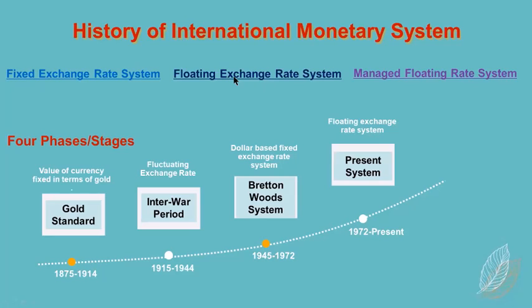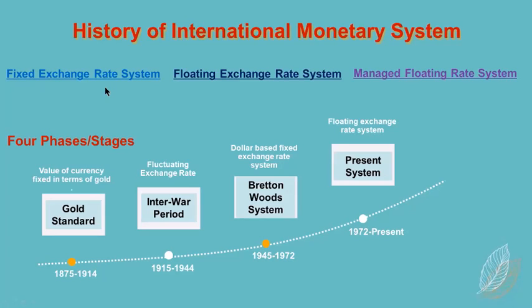When we look from a global perspective, there are three basic types of exchange rate system or regime. One is floating exchange rate system. Two is fixed exchange rate system. And three is managed floating rate system. It will be easy for us to start the discussion with fixed exchange rate system.